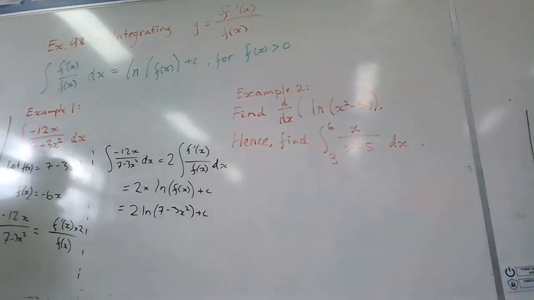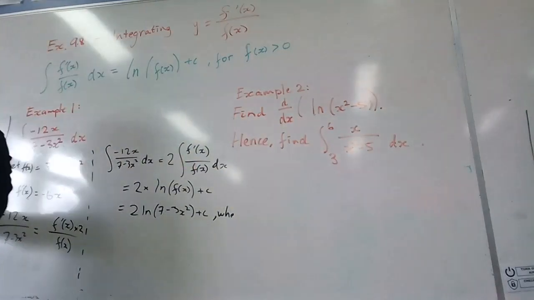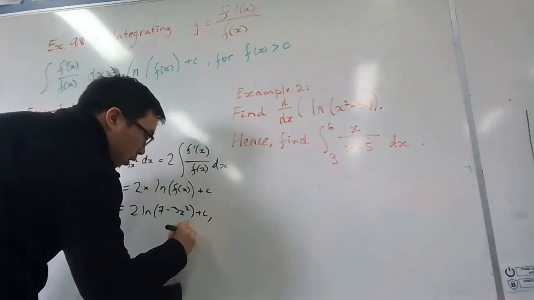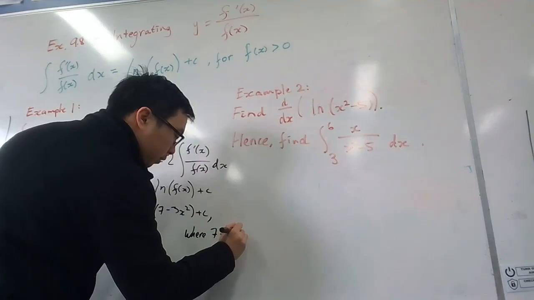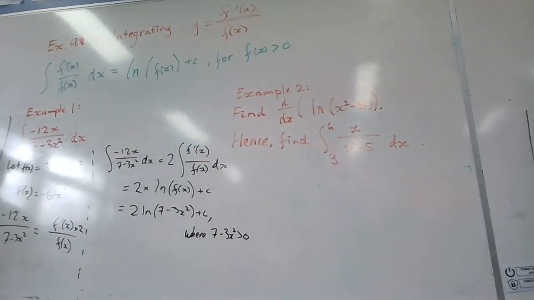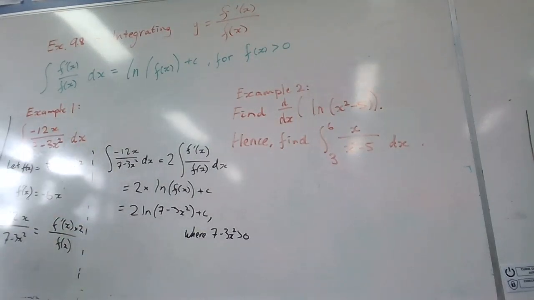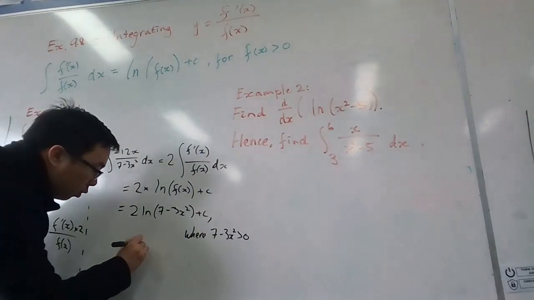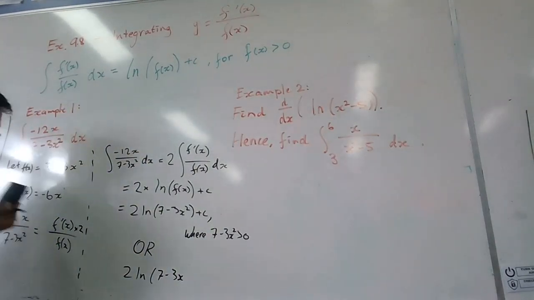Now I am missing a small step. Does anyone know why that's not my final answer? Yeah, you've got to say for f of x is greater than 0. Great, perfect. So I need to say where, and I'm not going to write f of x, I'm going to write 7 minus 3x squared is greater than 0. Otherwise it would be implying that this is correct for everything. Could you put 7 minus 3x squared in the absolute value and it's still correct? That would be correct. Thank you very much. Or 2 ln of 7 minus 3x squared. I'll just put the absolute value brackets.